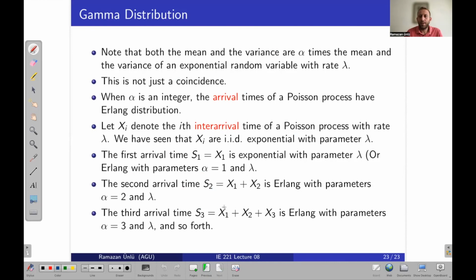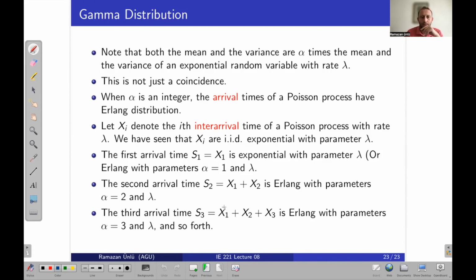Remember that the mean and the variance of the gamma distribution are alpha times the mean and the variance of the exponential random variable with the parameter lambda. And this is not just a coincidence, because we have just seen that, for example, if we consider the second arrival, that is equal to the Erlang distribution with the parameter 2. So we can conclude that the mean and the variance will be alpha times those, and alpha corresponds to the k in our example. And when alpha is an integer, the arrival times of a Poisson process have the Erlang distribution.